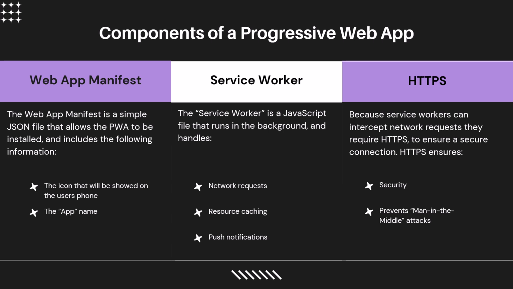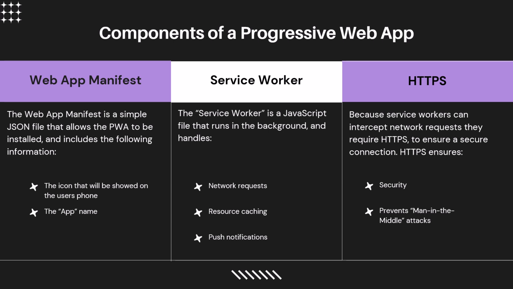The next thing that's required is a service worker. So a service worker is a JavaScript file that's going to run in the background, and it'll handle things like intercepting network requests, resource caching, and it can even handle push notifications.